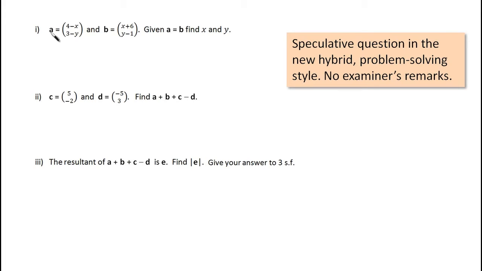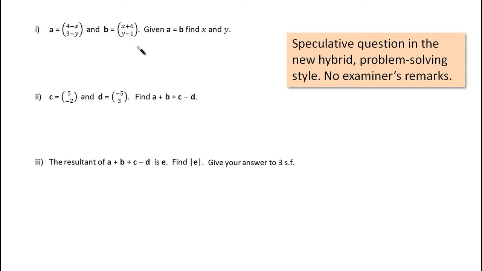In part 1 it says vector A is 4 minus x, 3 minus y. So instead of just a number like we've got in part 2, we've now got an algebraic expression, and vector B is x plus 6, y minus 1. Okay, and we're given that A equals B. So this vector equals this vector here, and we've got to find x and y. These unknown values inside the brackets are what we've got to find before we can go on to the second and third parts of the question.